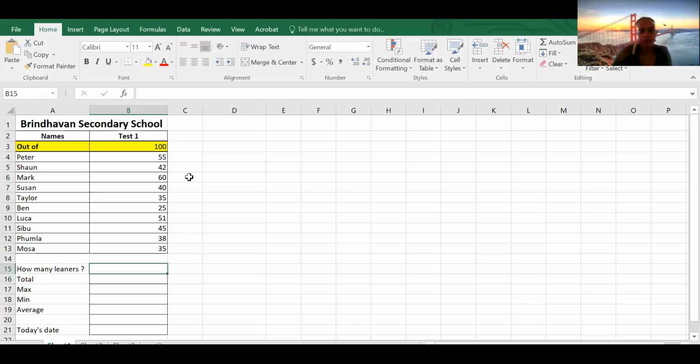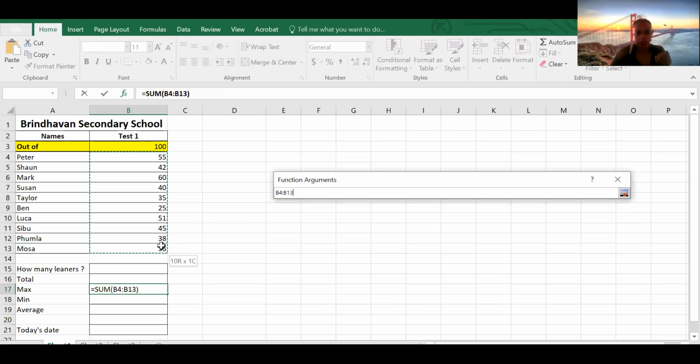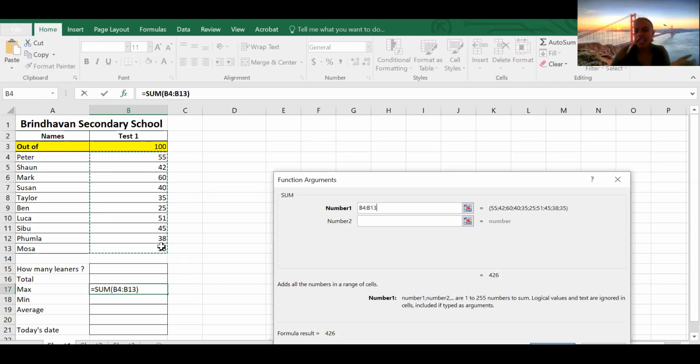So that you'll be able now to teach the learners the basics, that in every calculation, you start with an equal sign. And then what do you do? Here we are using the simplest functions to calculate the total. What is the maximum? This is just an example. This is just a sum.